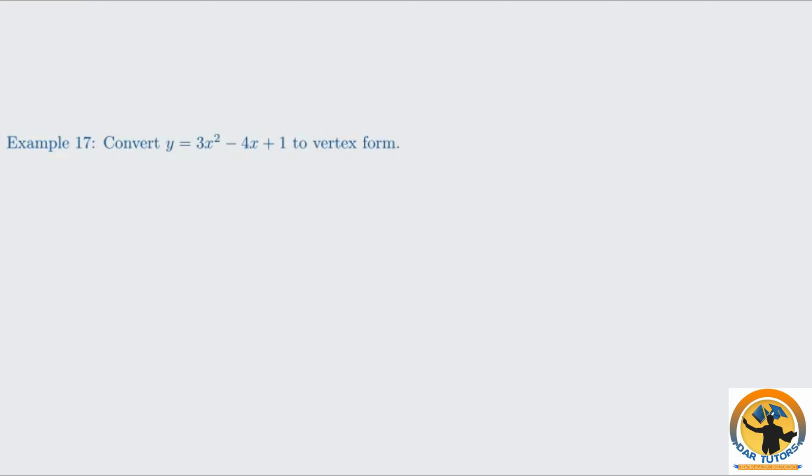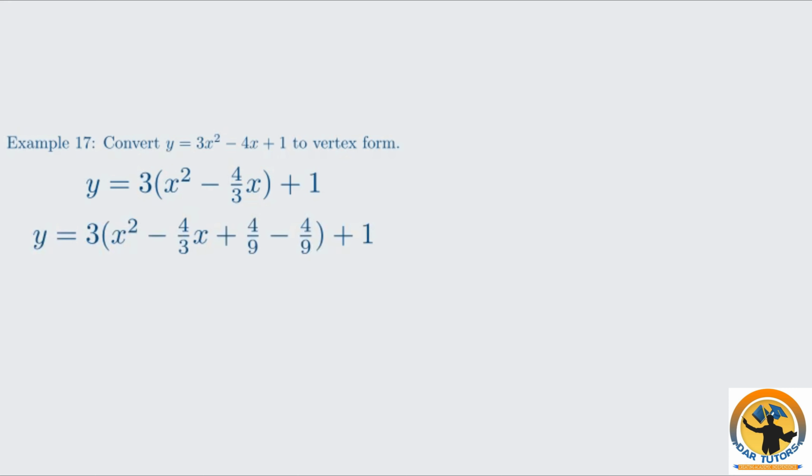Convert y = 3x² - 4x + 1 to vertex form. First, factor out the 3 from the x terms. This gives y = 3 times the quantity (x² - 4/3 x + 1). Now complete the square inside the brackets. Half of -4/3 is -2/3. Squaring it gives 4/9. We add and subtract 4/9 inside the brackets.